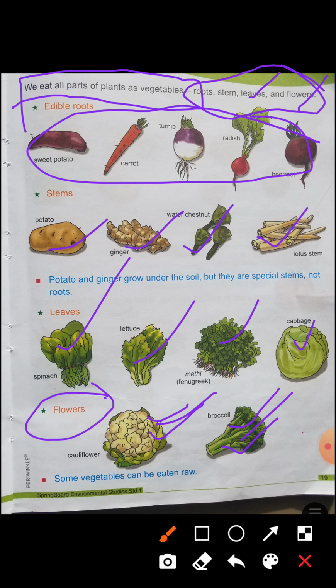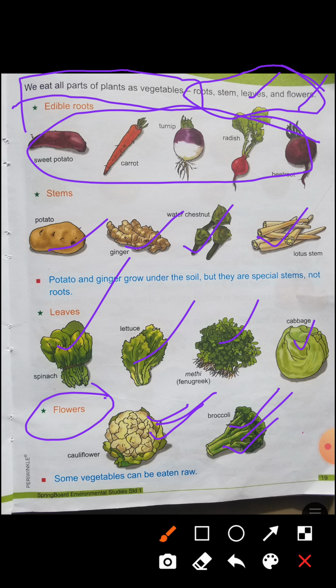Whatever vegetables we brought from the market, all these vegetables, or it may be fruits also, are different parts of the plant body. It may be a roots part, a stem part, a leaves part, or a flowers part of the plant body. Understood, students? So all these vegetables we are eating come under different parts of the plant body.